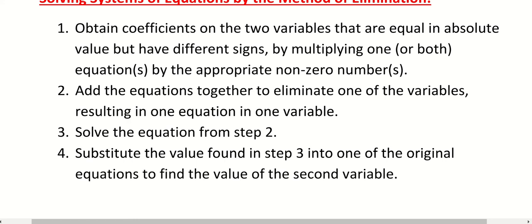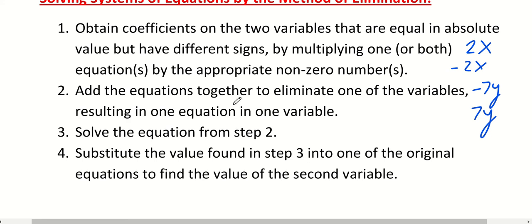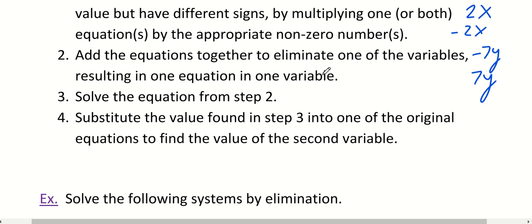Again, to make a long story short, what you're looking for is, for example, if you have, let's say a 2x term, we would want the other term in the other equation to be negative 2x. Or if you had a negative 7y term in one equation, we would want the second equation to have a positive 7y term. We can accomplish this if we need to by multiplying both sides of one equation by a non-zero number, or it's possible to multiply both equations in the system by some non-zero number in order to achieve this.